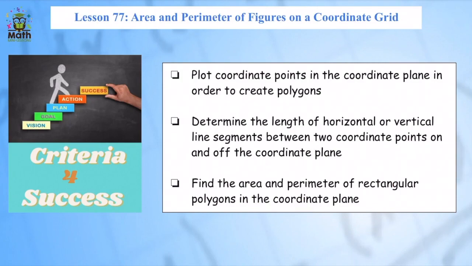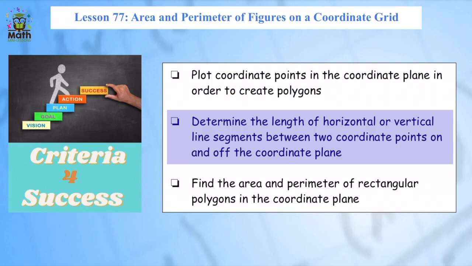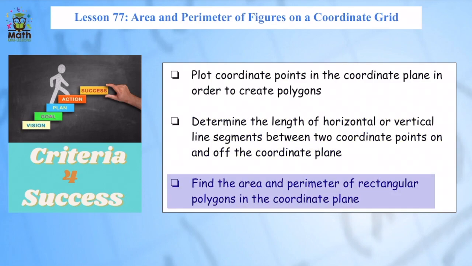We're going to find the area and perimeter of figures on a coordinate grid. So this is the thing I'm going to model for you. One, I'm going to plot coordinate points on the grid to create the polygon. Then I'm going to find the length of any dimension using horizontal and vertical lines. And then I'm going to use all those dimensions to find the area or perimeter of the rectangular polygon.